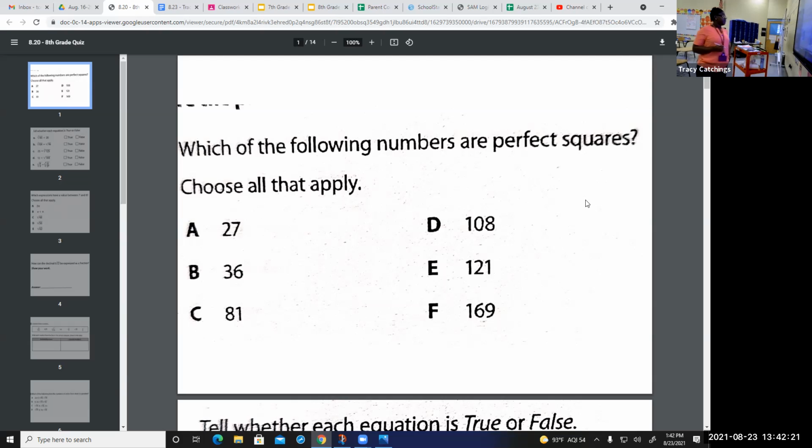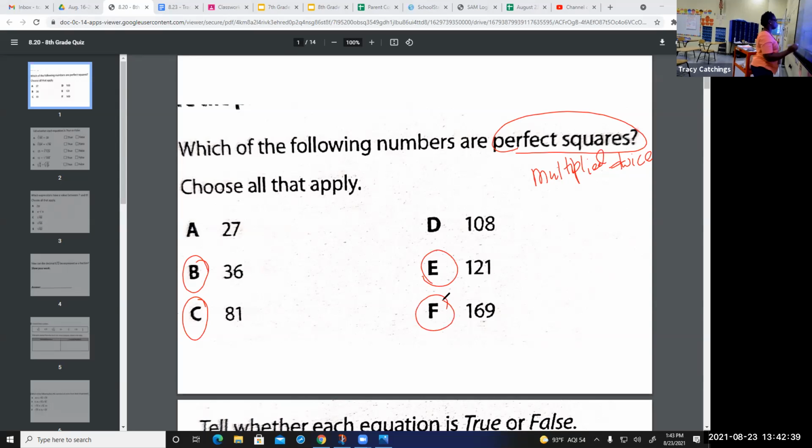All right, number 1. It asks, which of the following numbers are perfect squares? A perfect square is a number that's multiplied twice. And if you had your chart with you, you should have easily picked out B, C, E, and F. B, 6 times 6. C, 9 times 9. E, 11 times 11. And F, 13 times 13. So I said if you had your little chart with you that we drew on last Monday, you should have done well with these perfect squares.